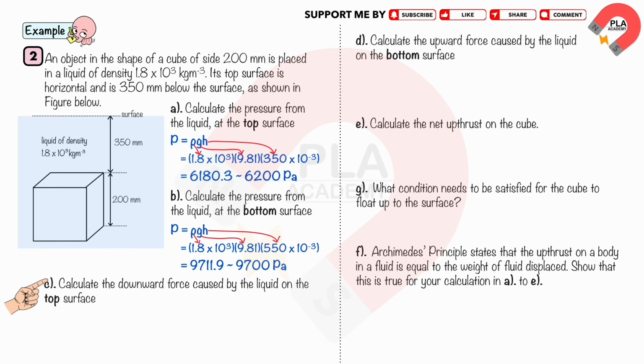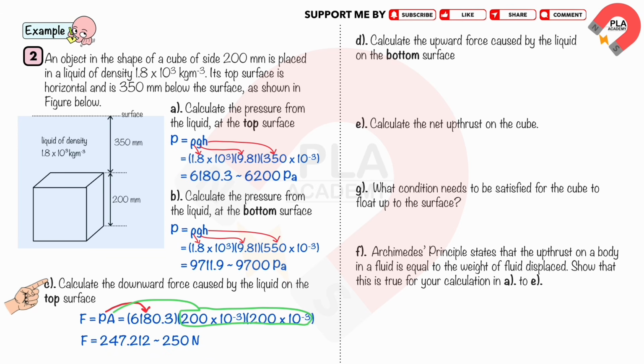C. Calculate the downward force caused by the liquid on the top surface. We calculate the force at the top by F equals P times A. Substituting P equals 6,180.3, and area A equals 200 times 10 power negative 3 multiplied by 200 times 10 power negative 3. We solve the force F equals 250 newtons for two significant figures.